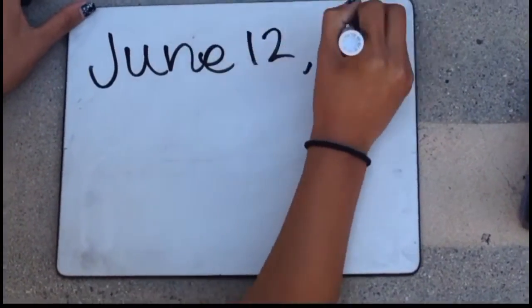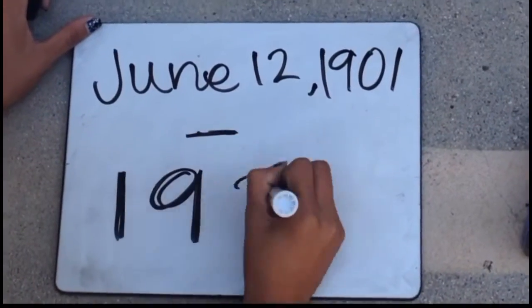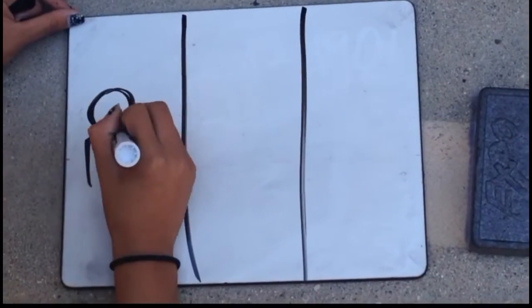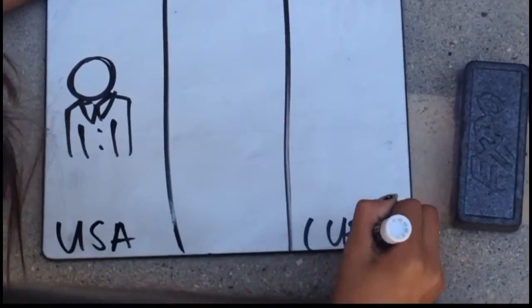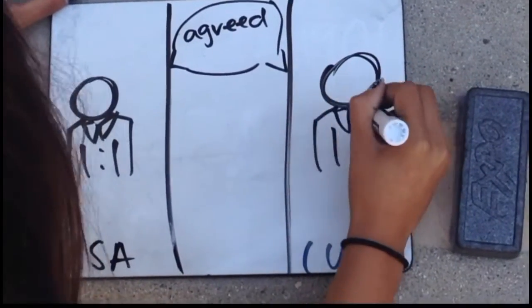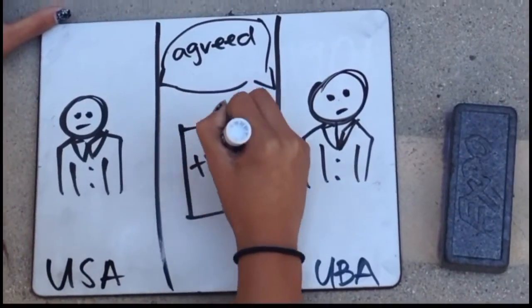The Platt Amendment was ratified on June 12, 1901 and remained in force until 1934. Towards the end, both sides agreed to cancel it. The treaty has been ended.